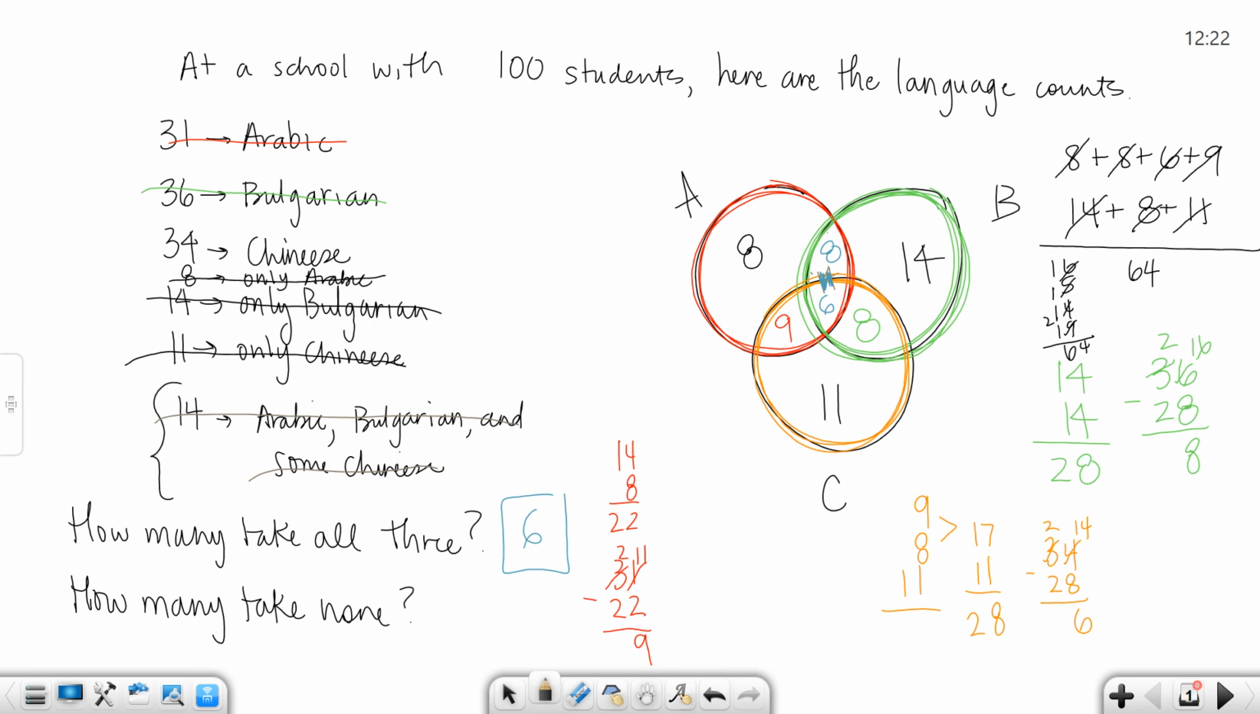So remember that there are 100 people total. So if you had 100 students and 64 were accounted for, that means you have 36 that did not take any language at all. Okay, and so that's how you would do it. I know it's kind of messy, but hopefully that helps you better than my math lab was helping you. Okay, so you have one more of these. Let's try that one.